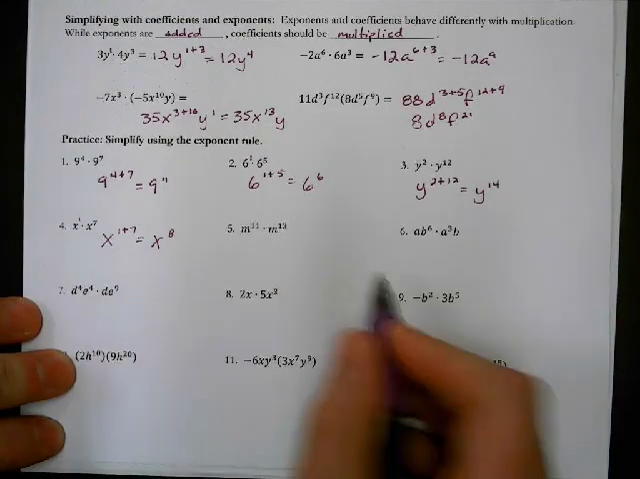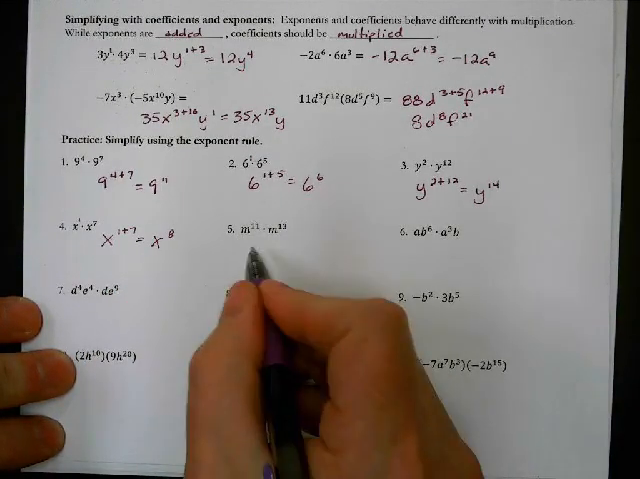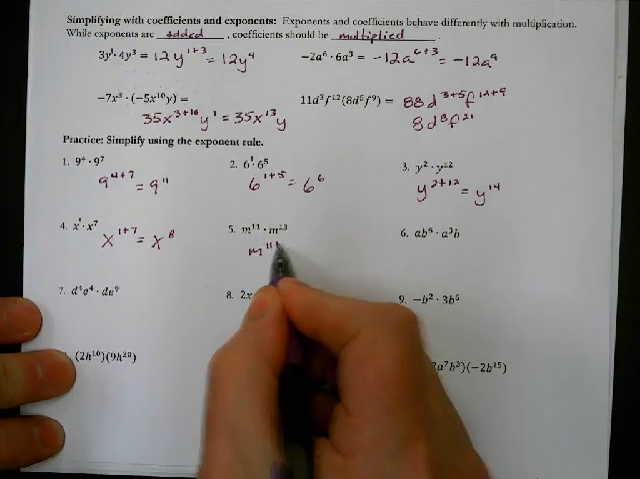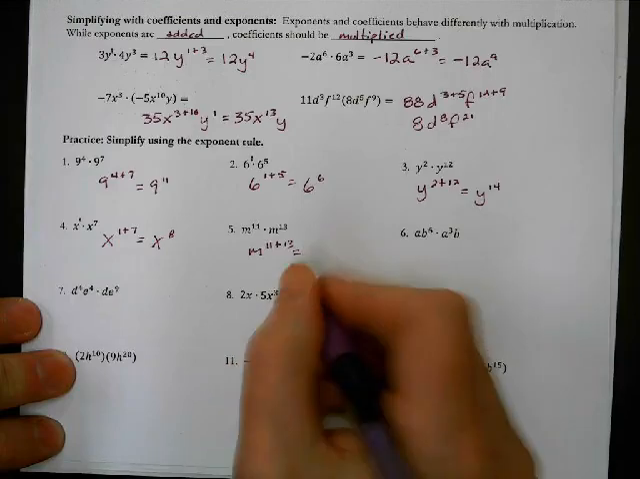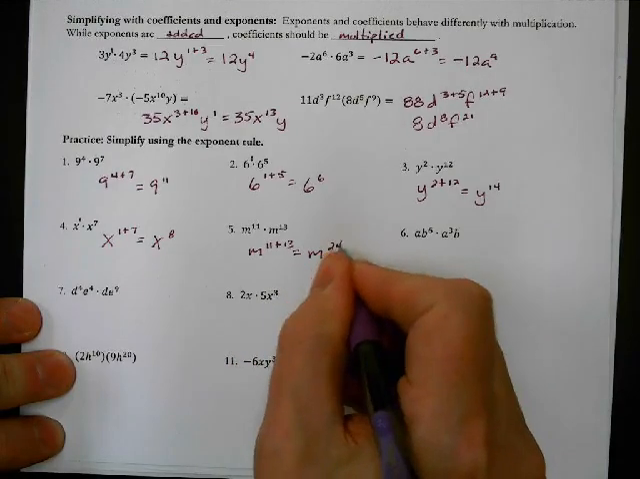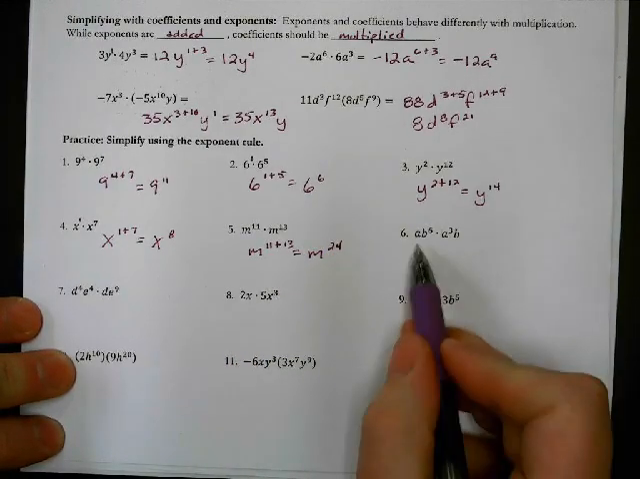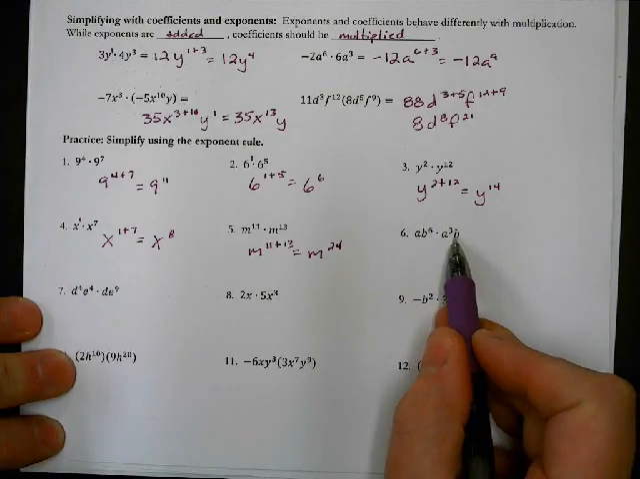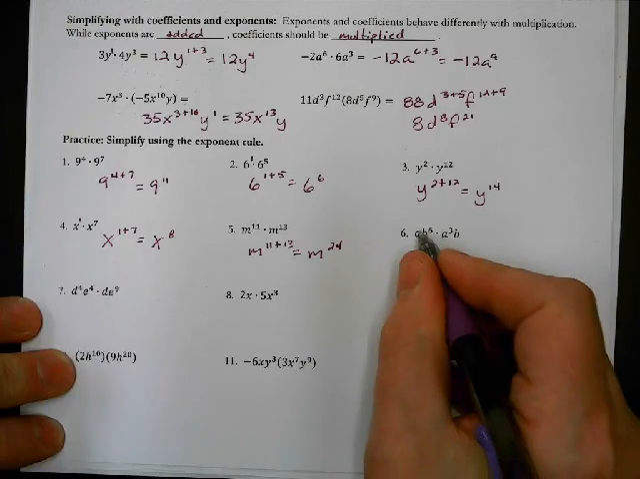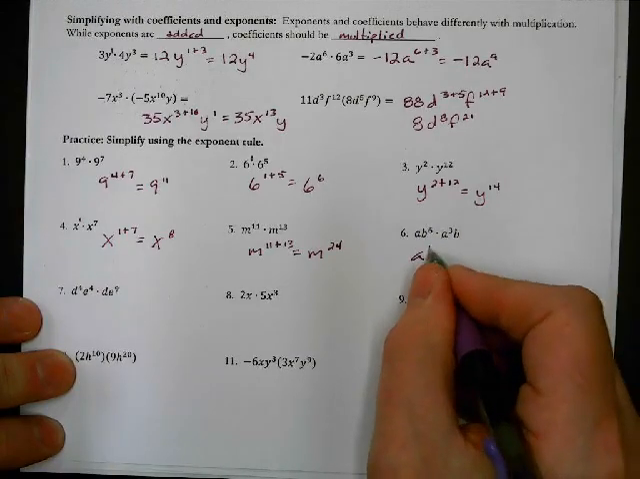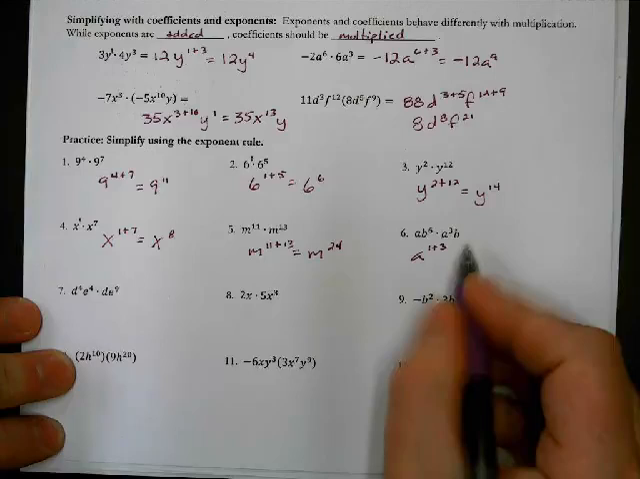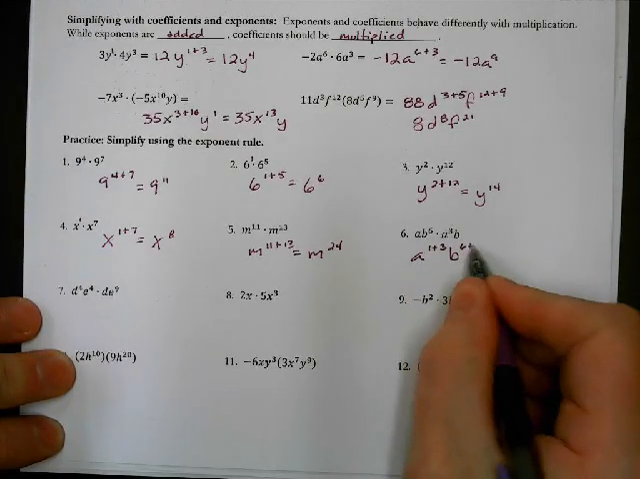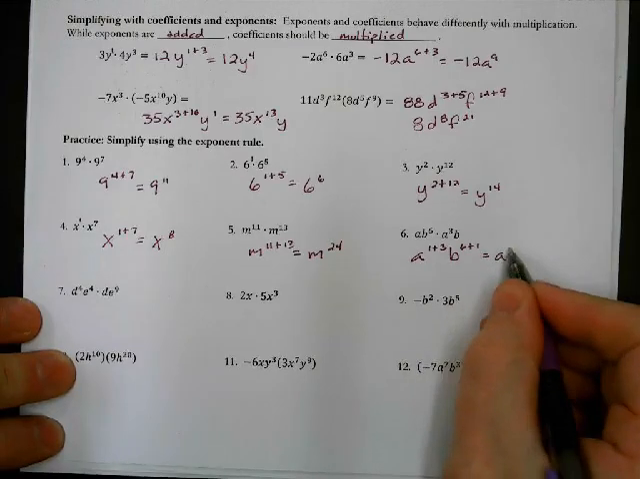Next one, my base is m. So this would be 11 plus 13, which would be m to the 24th. Next one, I have two separate bases. I've got a base of a and a base of b. We cannot interchange them. So this would be a to the 1 plus 3 and b to the 6 plus 1. That gives me a to the 4th, b to the 7th.